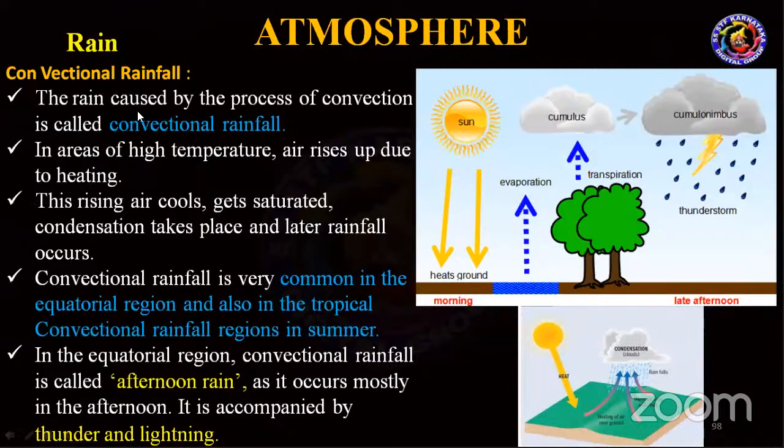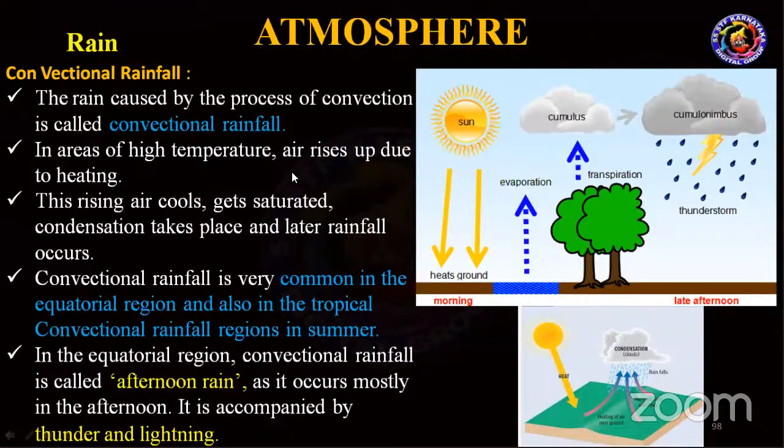See, the rain caused by the process of convection is called convectional rainfall. Here, convection means the process of converting water vapor into droplets. That is a natural process. In that natural process, the water vapor that holds water is converted into droplets. Due to that, convectional rainfall happens in different parts of the world.